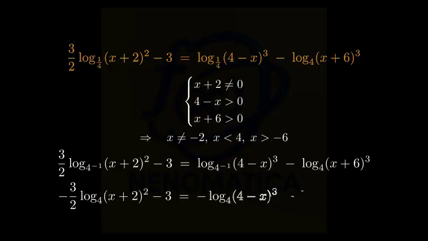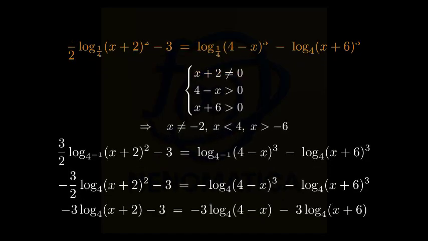Because the base is 4 to the -1, log base 4 to the -1 of a quantity equals negative log base 4 of that quantity. Apply that to both terms on the right and to the term on the left. Use the power rule. Log of a to the k equals k times log of a. Each exponent of 2 or 3 comes down and multiplies the logarithm, simplifying to this line.